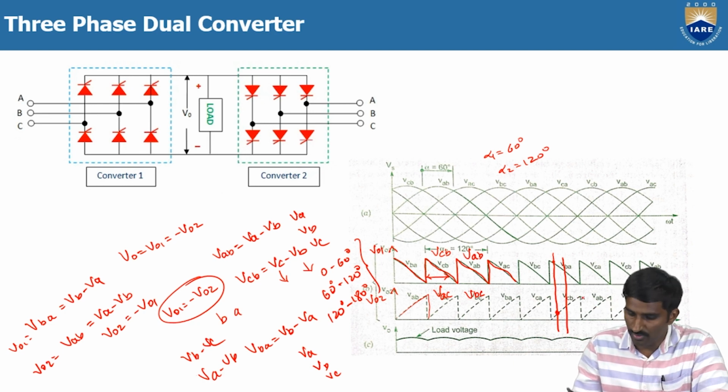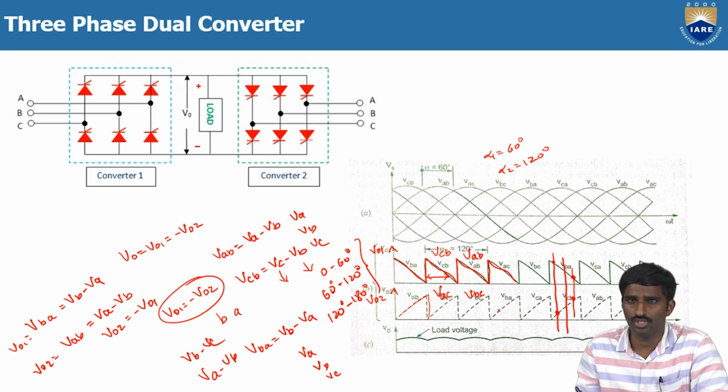Okay, and when coming to here, the V01 magnitude is less than V02. Here the V01 magnitude is greater than V02, but here the V01 magnitude is less than V02, which means the magnitude of V01 and V02 is different at every instant. So that's why, when you add V01 and V02, you won't get 0.